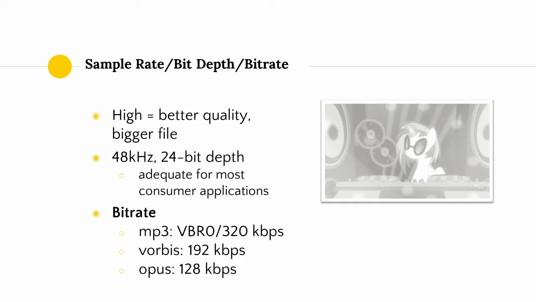Having a higher sample rate, bit depth, and bit rate will all give us better quality at the expense of larger file size. For most consumer applications, a sampling rate of 48 kHz and a bit depth of 24 bits is adequate. When it comes to bitrate settings, the particular bitrate that is considered adequate depends on the format. My recommendations are listed on this slide.